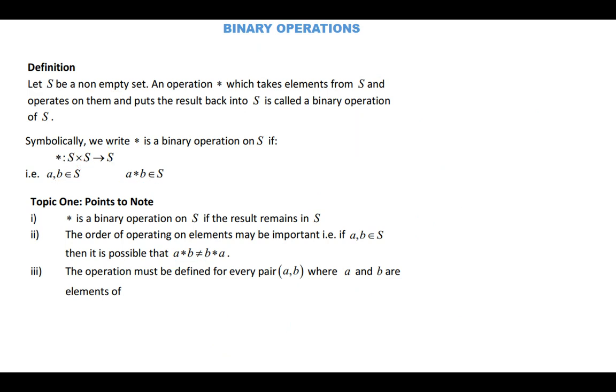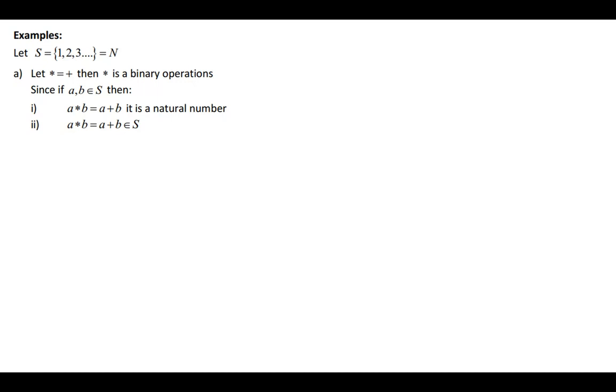Okay, so the operation must be defined for every pair of A and B, where A and B are elements of set S. So here that was supposed to be S. Okay, so let's look at this example. They're giving us this set to say let set S be a set of natural numbers. And then they're asking us to say, let star be equal to addition. Then star is a binary operation.